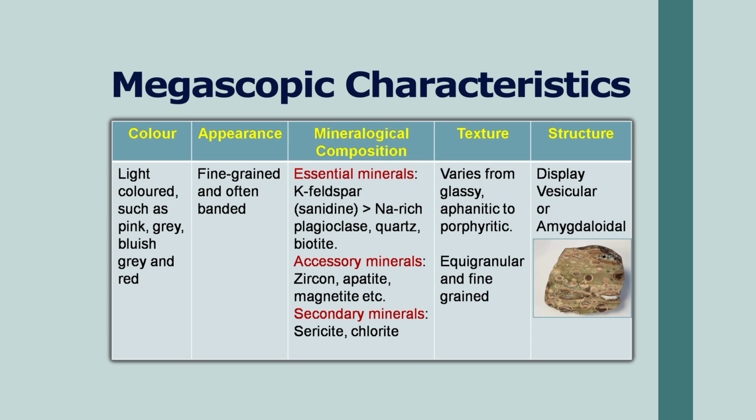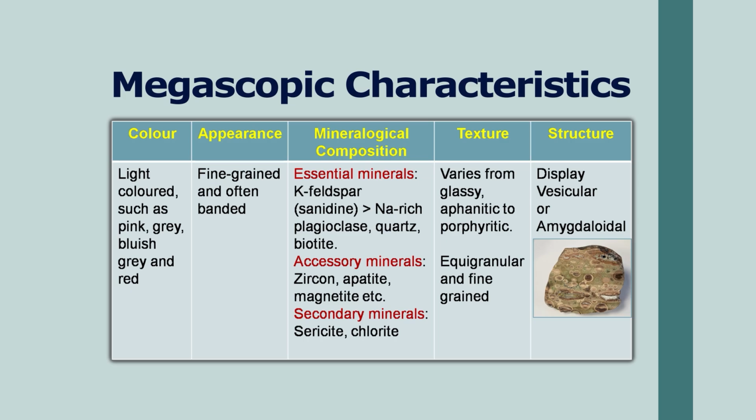Then we have the mineralogical composition. The essential minerals in rhyolite include potash feldspar, sodium rich plagioclase, quartz and biotite. Potash feldspar is usually more abundant than the sodium rich plagioclase, which can be albite. Accessory minerals include zircon, apatite, magnetite, etc. Secondary minerals include sericite and chlorite, where biotite may alter to chlorite and sodic rich plagioclase may form the sericite.